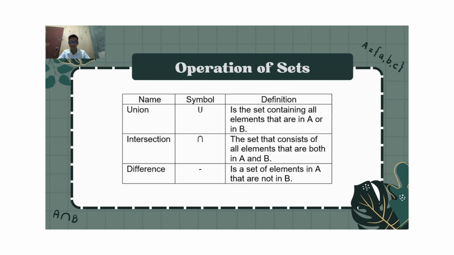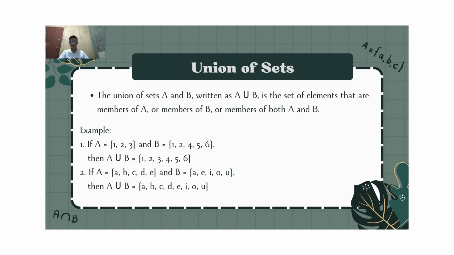All right, the minus sign, and its definition is a set of elements in A that are not in B. Please do take note of that. Now, let's proceed to the union of sets. So this is the union of sets.